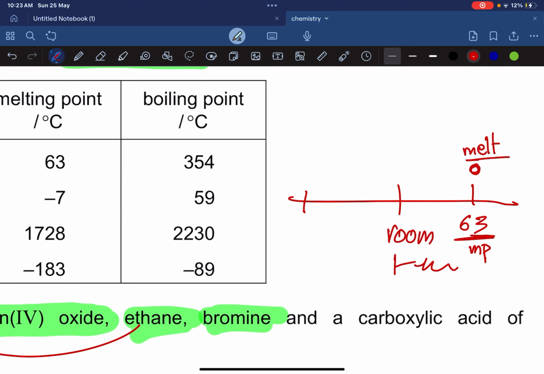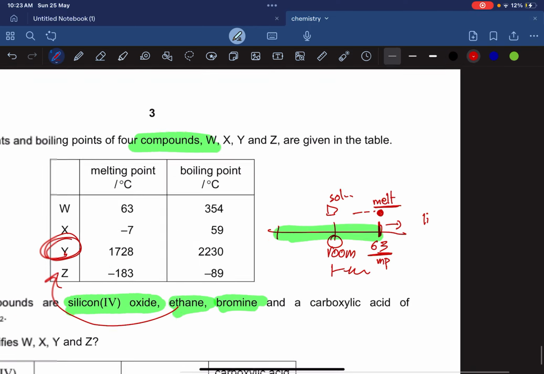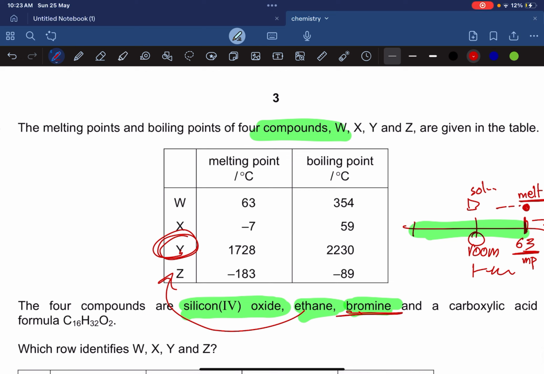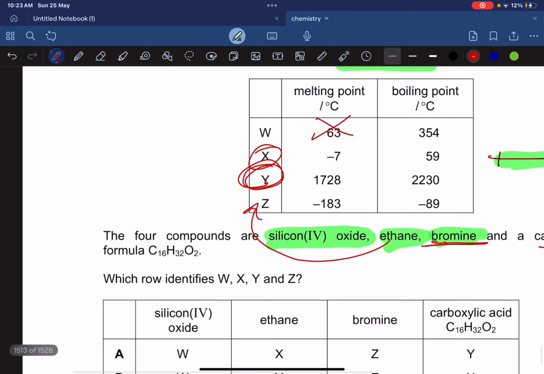If at this point it melts, that means right now it is a solid. After this 63, it's going to melt, it's going to turn into a liquid. So at room temperature, all this is before 63. Before 63 it's a solid, okay? So bromine at room temperature has to be a liquid, it cannot be a solid. So my X is going to be my bromine, and next is carboxylic acid formula.